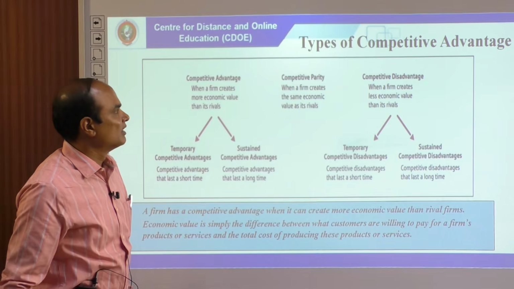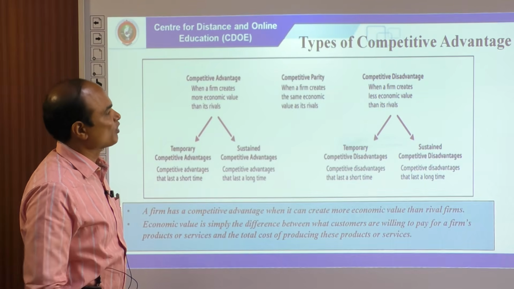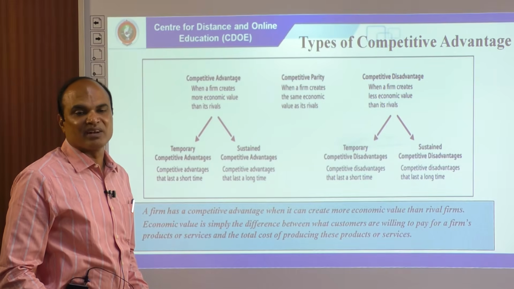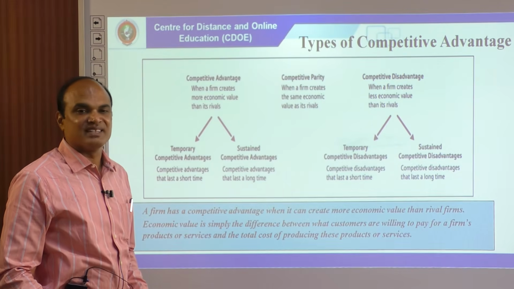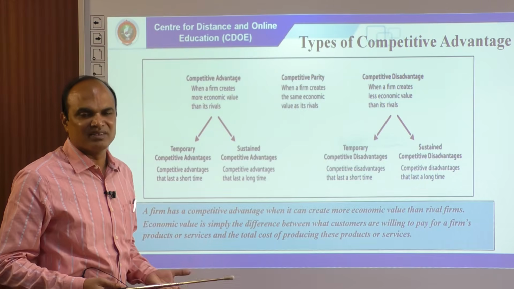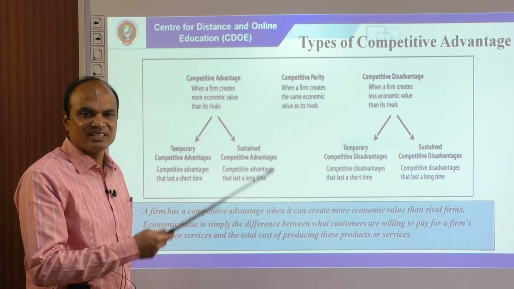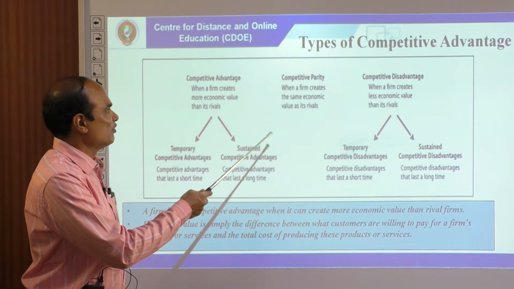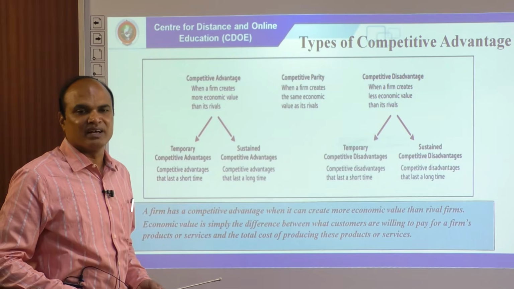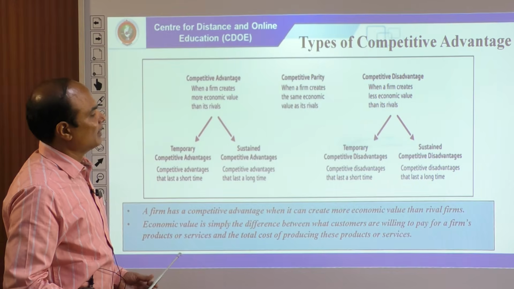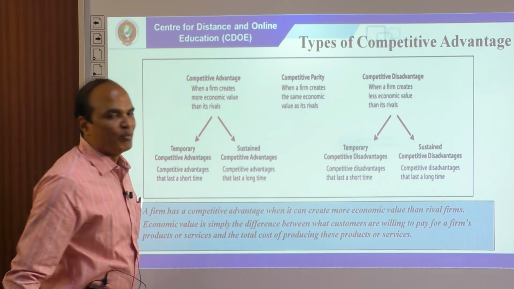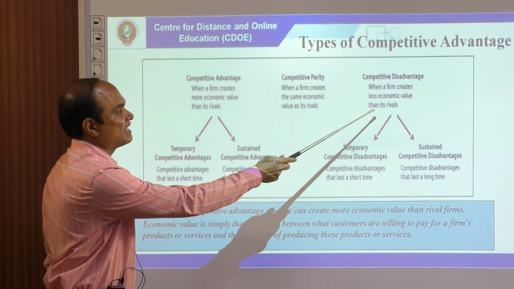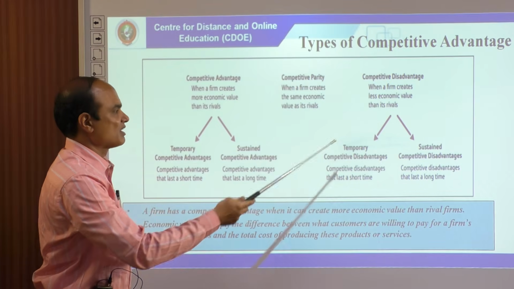Then comes the competitive parity. Competitive parity comes when a firm creates the same economic value as its rivals. So it is on par. Neither does it have an advantage nor a disadvantage. It is the same value that it is offering compared to its rivals. Then coming to competitive disadvantage, when a firm creates less economic value than its rivals.